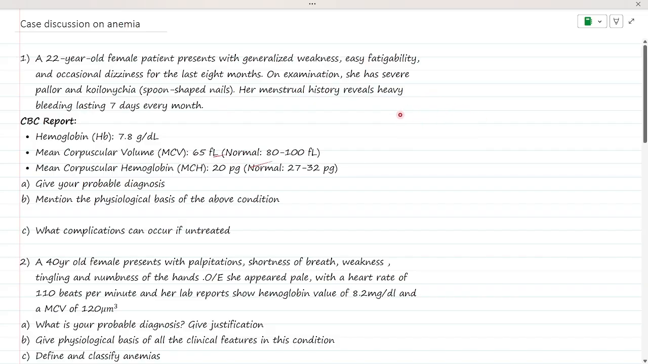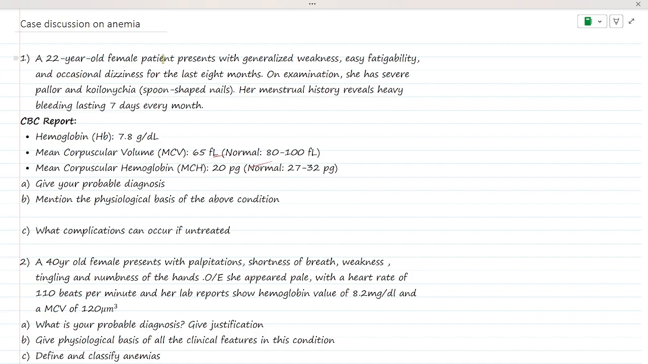We'll try to learn how to approach and solve the questions on anemia, and please look at the question models, because these models may repeat in the exam. I have tried my level best to cover almost 90% of the model questions which are repeatedly asked in every university. So let us start with the first question.